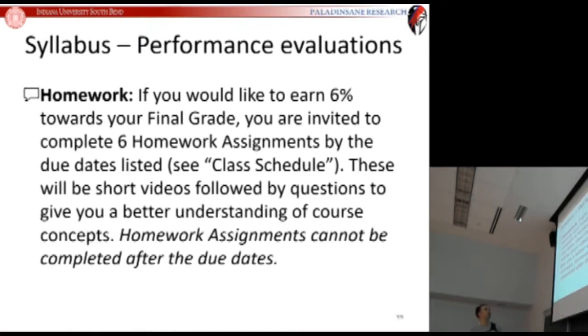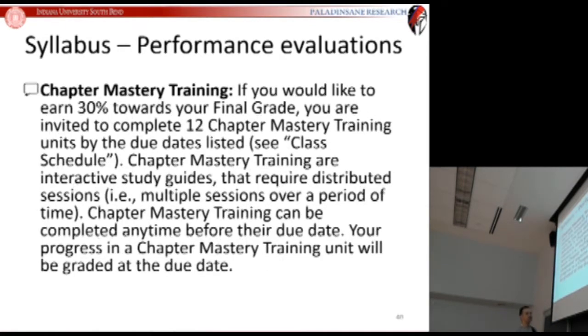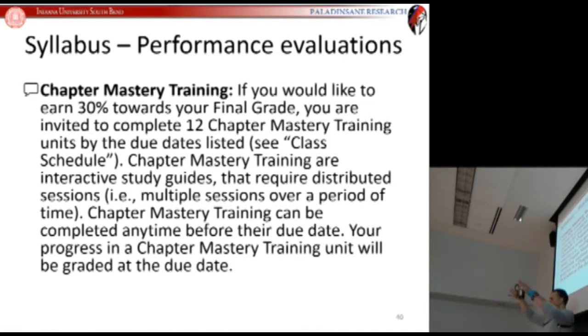This next one, though, might be new to you, and it is the chapter mastery training. So the chapter mastery training is going to be your biggest single portion of your final grade. So you can see here that it's 30%, right? There are 12 chapter mastery training units, and this is going to account for 30% of your final grade.